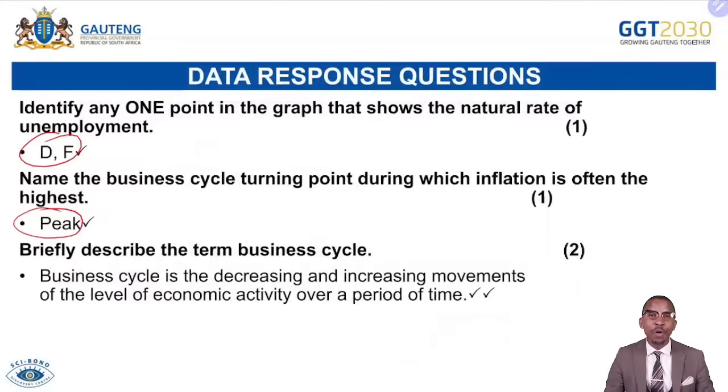So for that reason, there will be an inflation because there will be more money available to chase few goods, meaning supply won't be responding to the change in demand. That will be causing the demand pull inflation. And then briefly describe the term business cycle. That one is normal and simple for you.